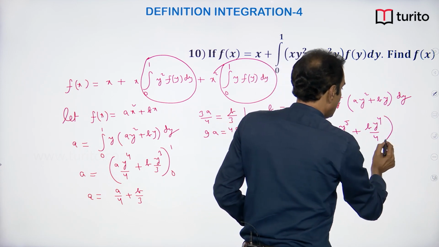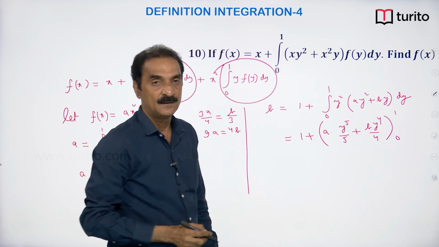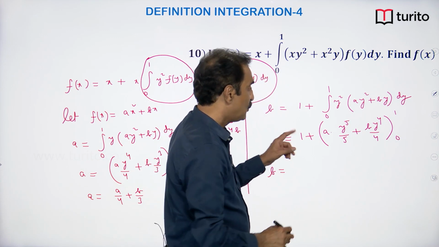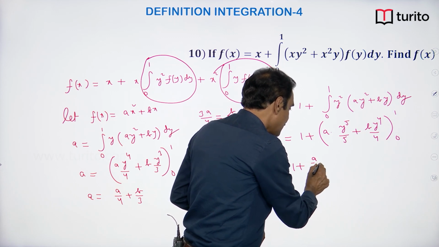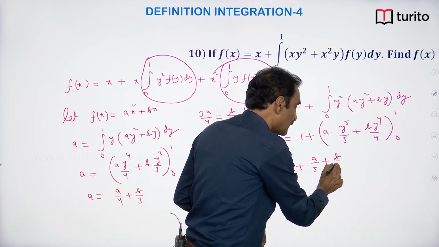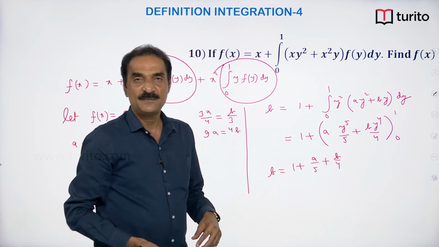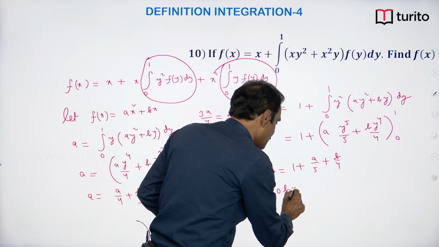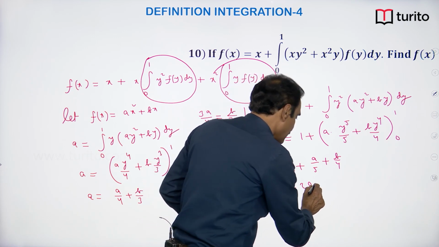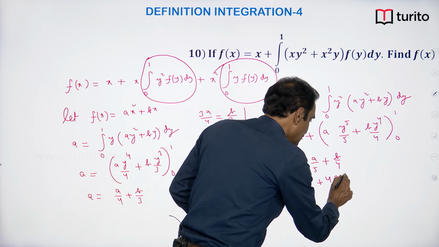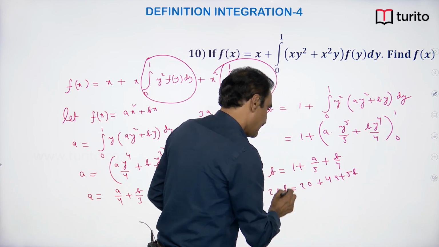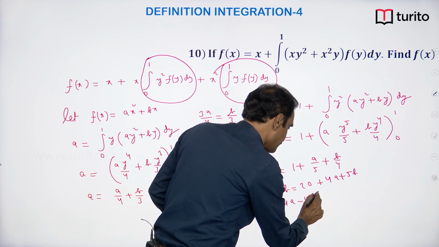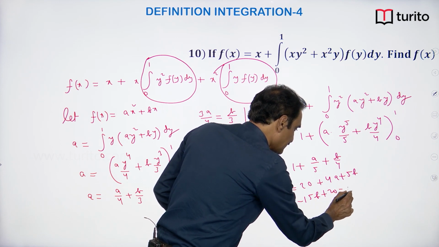Okay, limits 0 to 1. So b is equal to 1 plus a by 5 plus b by 4. Multiply by 20, you will get 20b is equal to 20 plus 4a plus 5b. Therefore 4a minus 15b plus 20 is equal to 0.